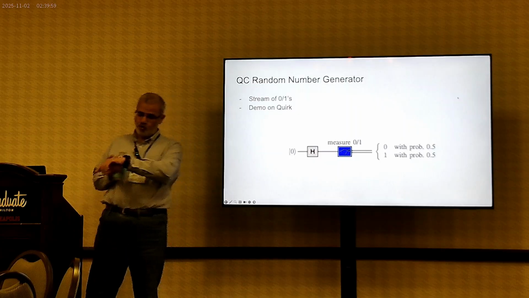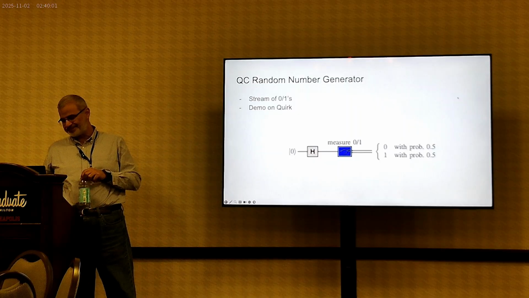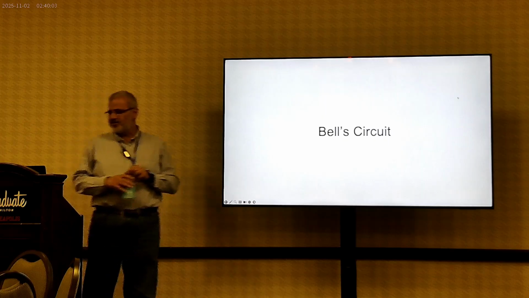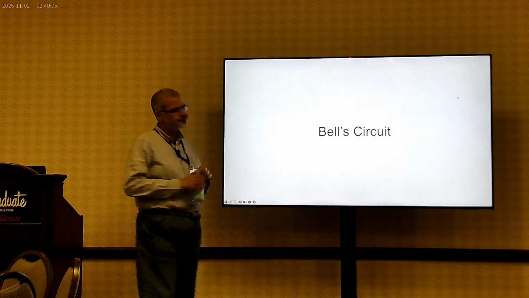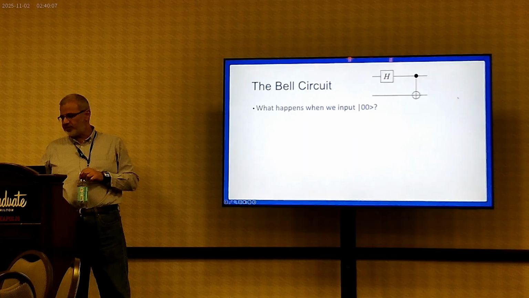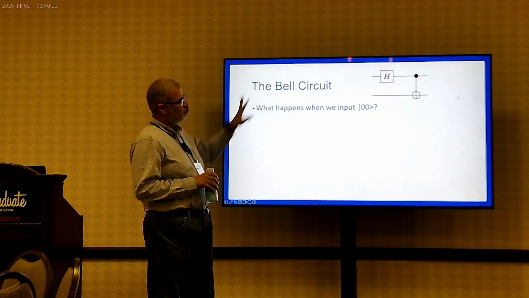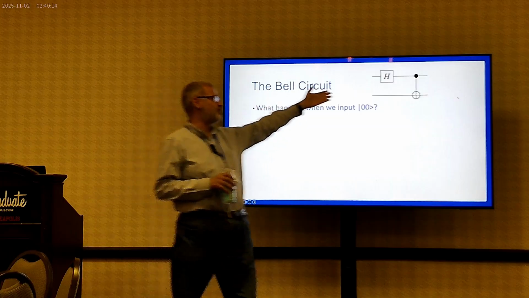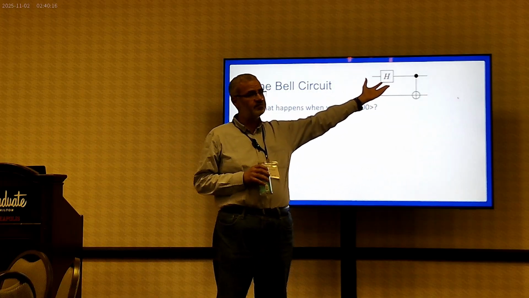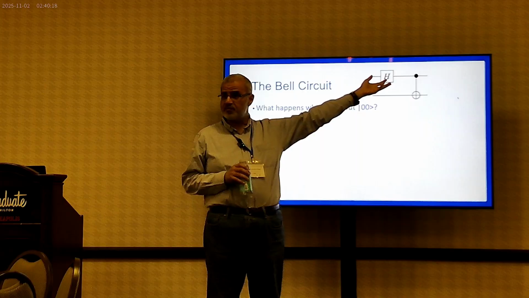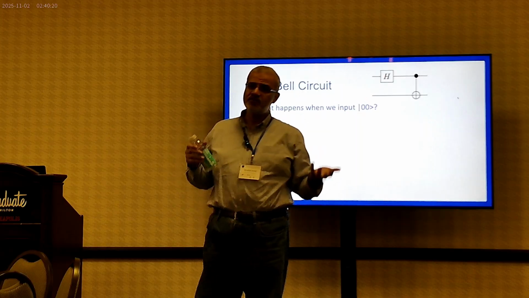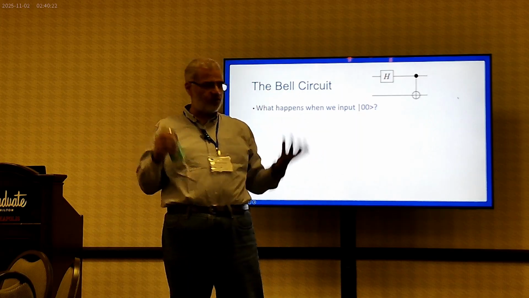Good. Let's take more interesting examples. So here we'll talk about Bell's circuit. So what is a Bell's circuit? This is actually the Bell's circuit, and you can think about it as a quantum computing algorithm because it's a collection of gates. And I want to know, what does this circuit do? What does this algorithm do?